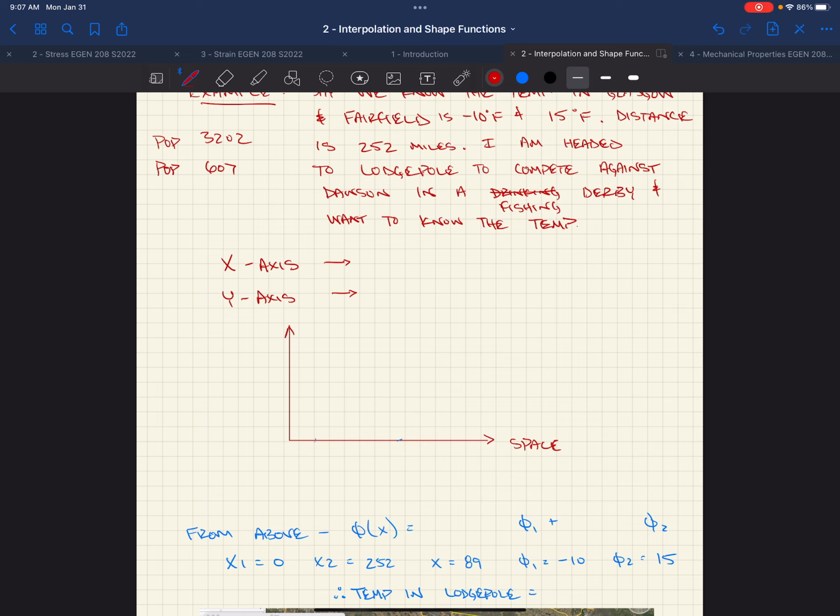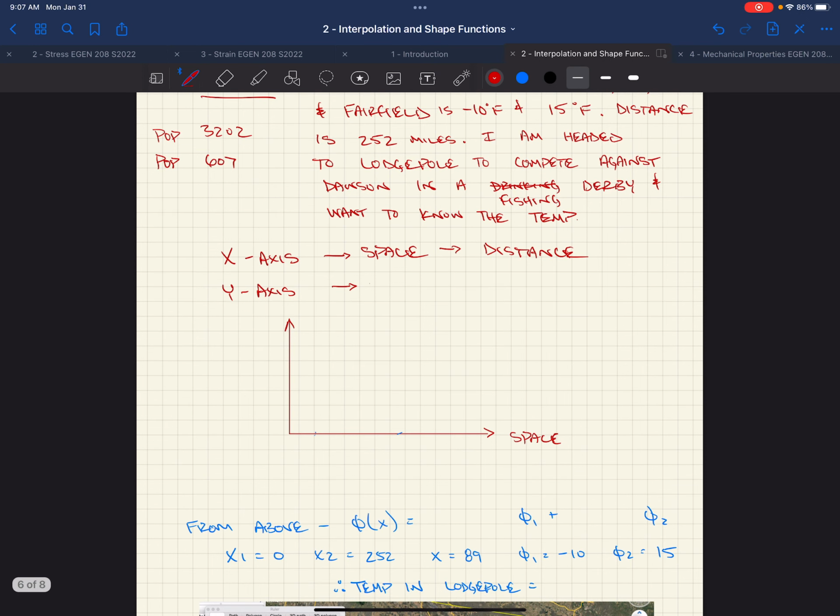Y-axis, right, so we call this space, which as you mentioned, we're gonna use distance. We know the distance between those 2 points. And then y-axis, you might say that this would be our field variable. This is what we really want to know. We would call that our temperature. This is our phi sub x that we just went through. It's our field variable.